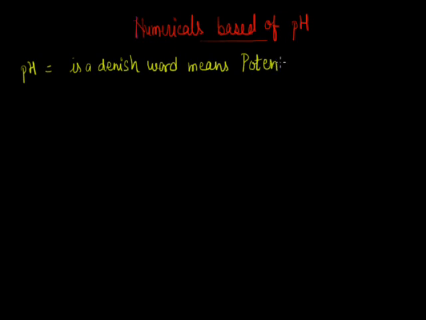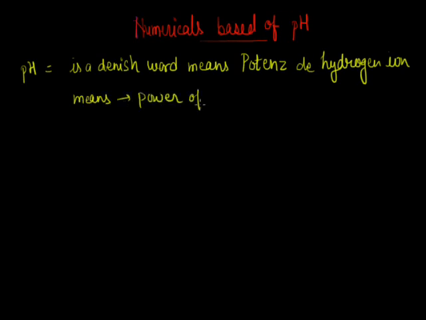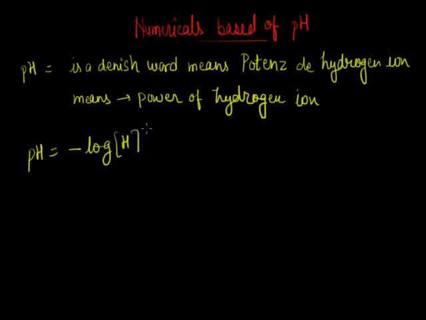which means potence d'hydrogen ion, meaning power of hydrogen ion. So, the pH is the concentration of hydrogen ion present in a solution. We can get the pH by taking the negative logarithm of the H plus ion concentration. This is the value of pH. On the basis of this, this is the formula for getting the pH.